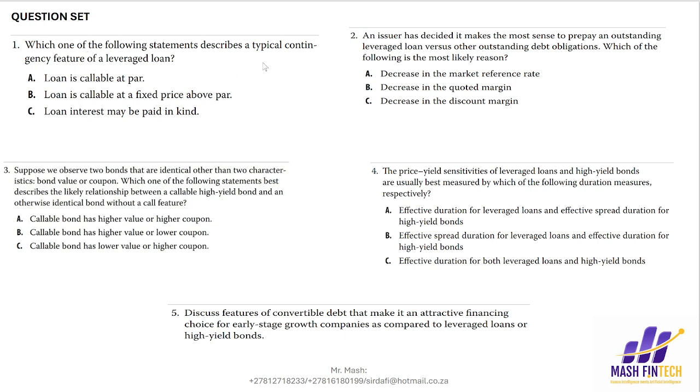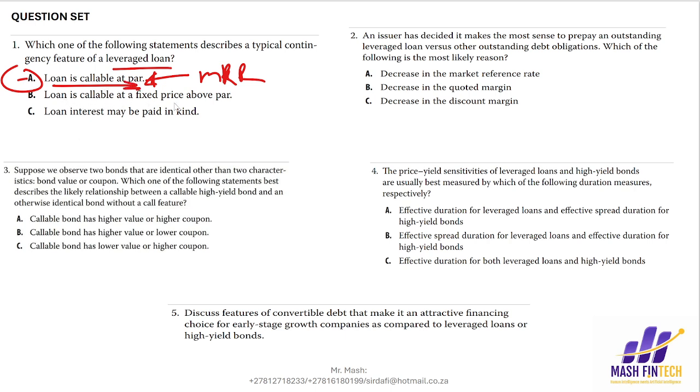Which of the following statements describes a typical contingent feature of leveraged loans? The leveraged loan is callable at par. So this is correct. They're always going to be callable at par. We don't usually refer to leveraged loans as callable loans, but their value is always aligned to par, because they are in line with the market reference rate, right? So the price is always close to the par value.